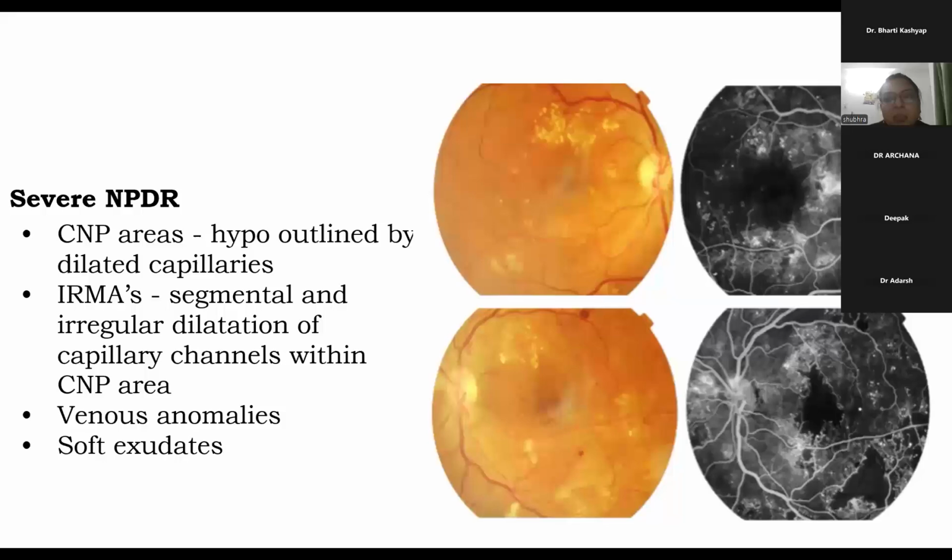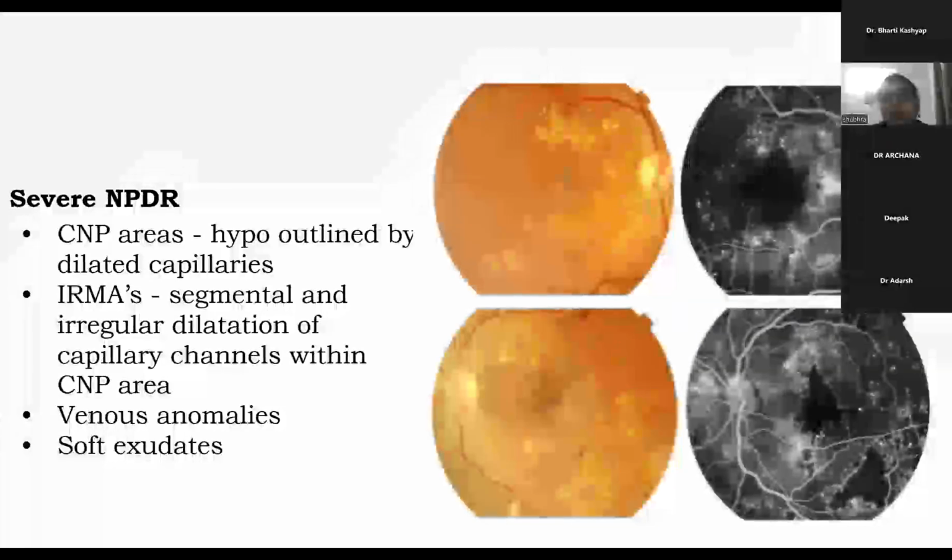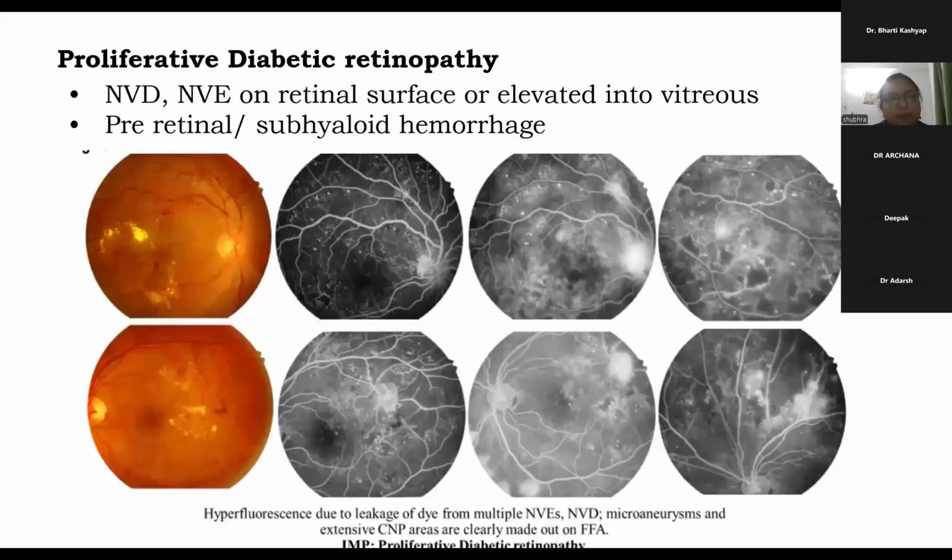Severe NPDR, you can see this black area. These are the areas of non-perfusion that I was talking about. So while mentioning in the FFA report, you mention that there is a hypofluorescence area seen in the macular area, suggestive of non-perfusion. Okay.